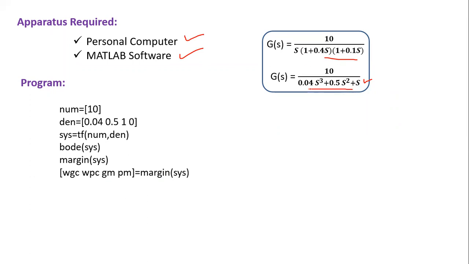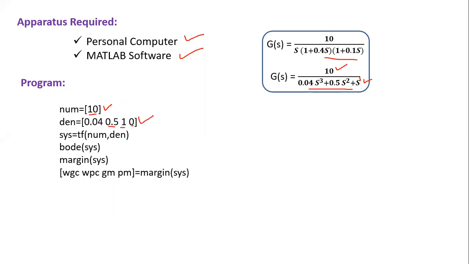Now we need to write the code for this open loop transfer function. Coming to the numerator, we have only 10. Coming to the denominator, the highest power is s cube, so the s cube coefficient is 0.04. The next highest is s square, and the s square coefficient is 0.5. The next is s power 1, and its coefficient is 1. And for s power 0, we do not have any coefficient, so directly place 0. So this is the numerator and denominator.